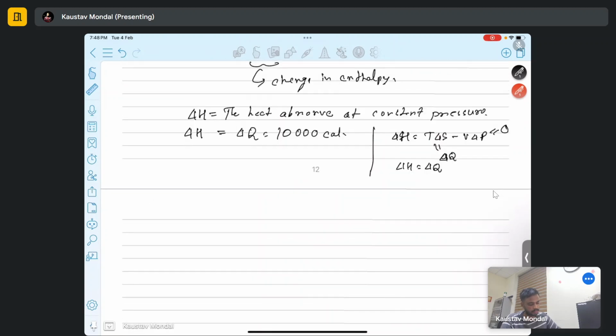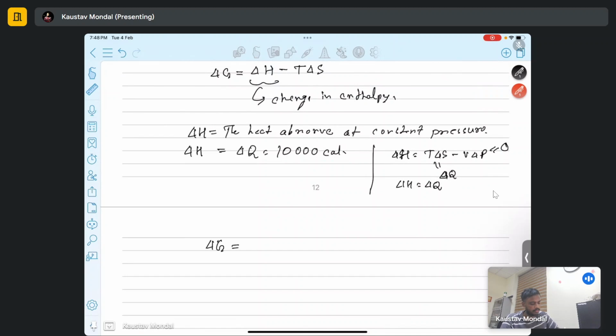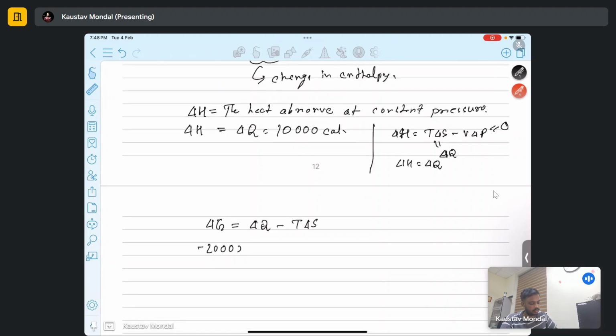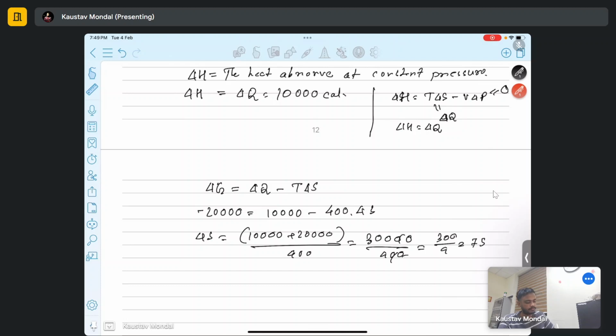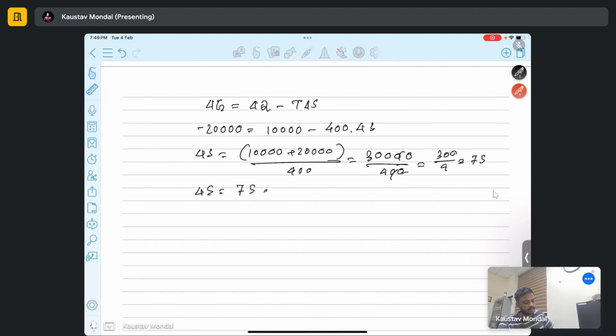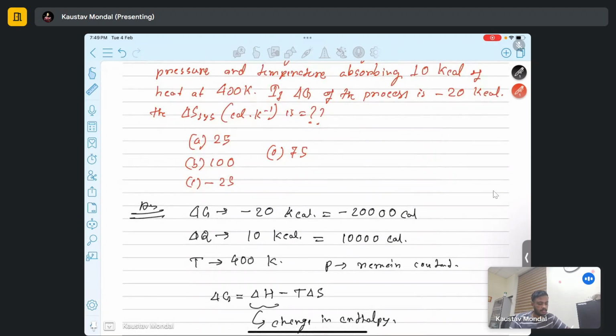Now we'll rearrange the equation. So delta G will be delta Q minus T delta S. Delta G is minus 20,000, delta Q is 10,000, T is 400, and delta S we have to calculate. So delta S will be 10,000 plus 20,000 by 400, which gives us 30,000 by 400, that is 300 by 4, that's 75. So delta S will be simply 75 calorie per Kelvin, and that's the answer, option D.